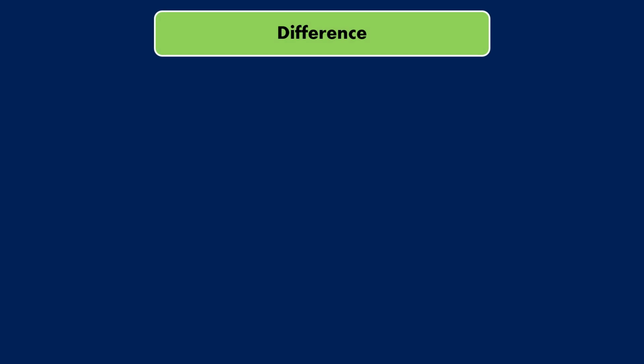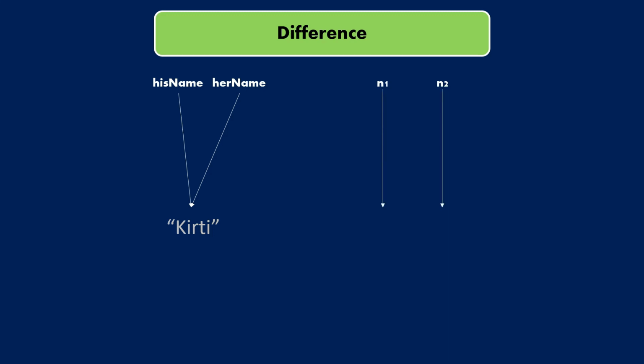Let's see the difference now. His name and her name are two strings, which is a reference type. They are referring to one object, one thing, that is Kirti. Here we have created n1 and n2 integers, which is primitive data types. They are pointing to two different objects, two different tens. They are not one. This is the major difference between primitive data types and reference data types.